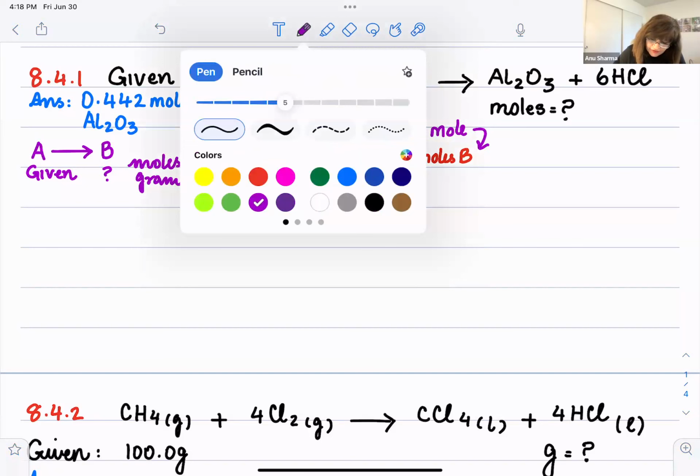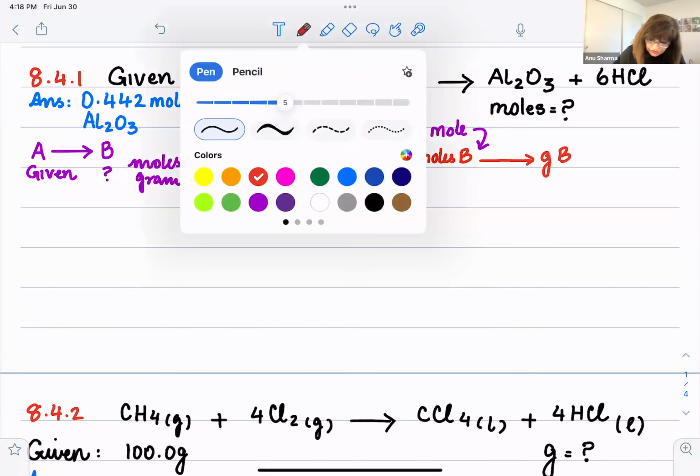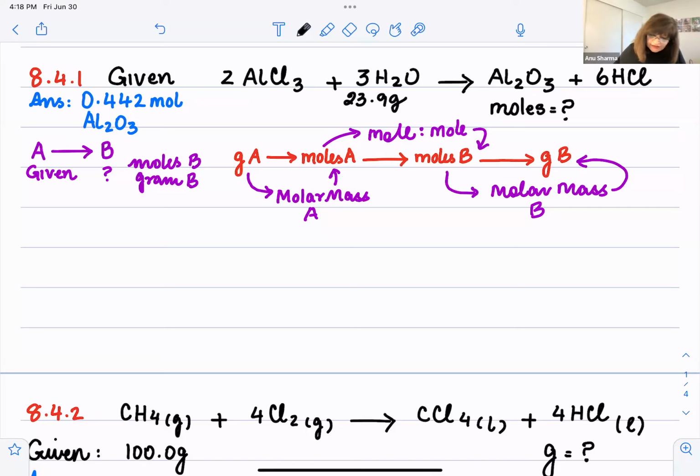And then the next thing is the moles of B, which you convert to the grams of B. How are you going to do that? You use the molar mass of B, and that gives you the grams of B. Okay, so this is the strategy. All right, so let me just clear this up. 23.9 grams of water. Okay, so that's your strategy.